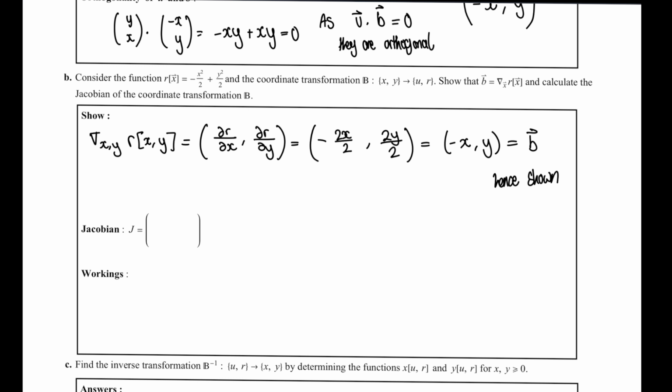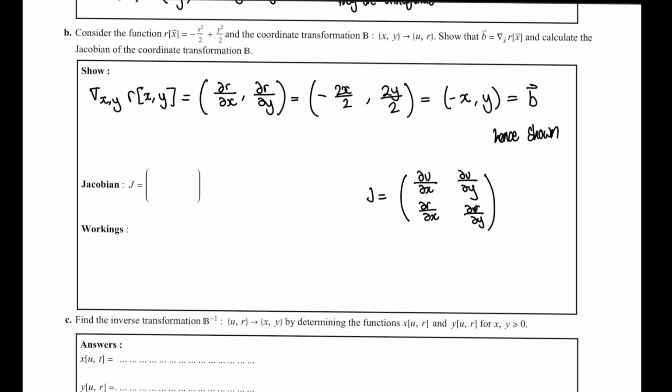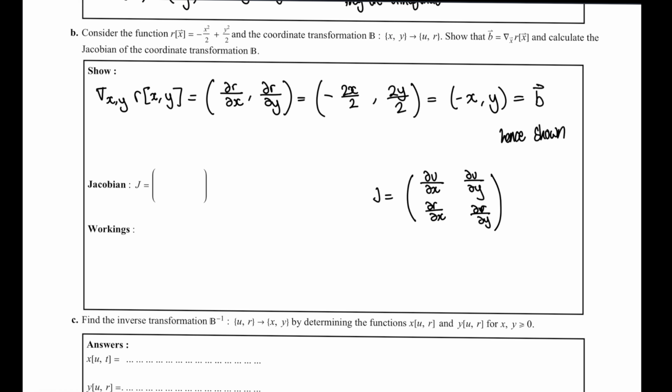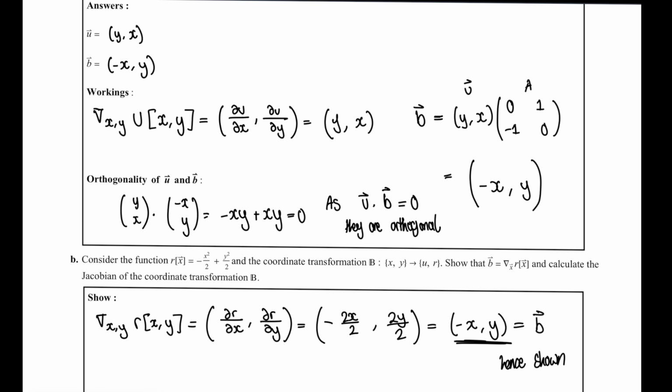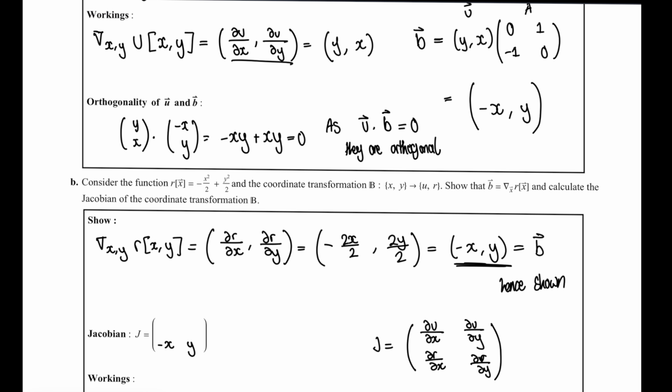And calculate the Jacobian of the coordinate transformation b. So the Jacobian is just the first derivatives of our function u and of our function r. So we have the partial derivative of u with respect to x and with respect to y, and the partial derivative of r with respect to x and with respect to y. So this bottom row we can fill out, it's just this minus x and then y, because that's what we did here. And then the top row is simply just over here, so y x.